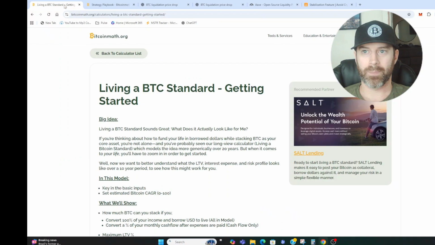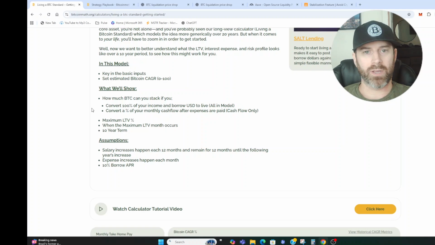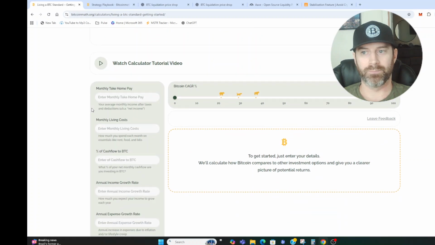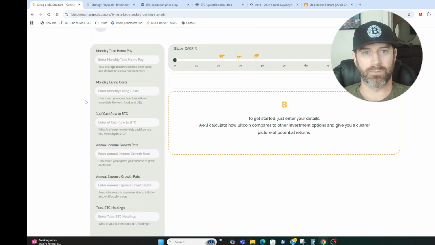Okay, so now we're going to look at what kind of Bitcoin stack you need to get the desired LTV to basically afford your lifestyle. Okay, and the calculator is super simple. How much money do you take home after taxes? It's going to say $7,500. What are your monthly living costs? This is bills, this is food, this is entertainment, this is everything. I'm going to say $5,000.